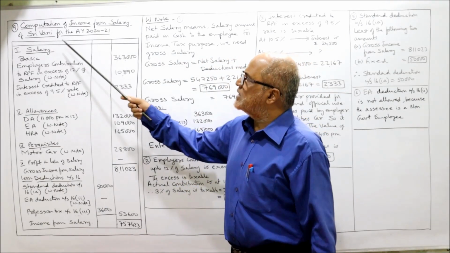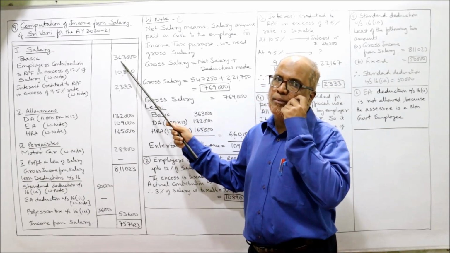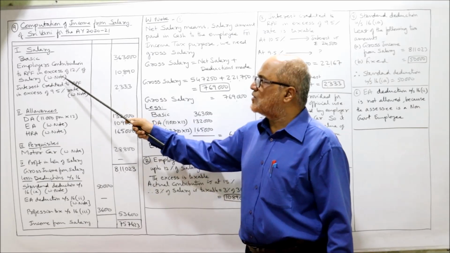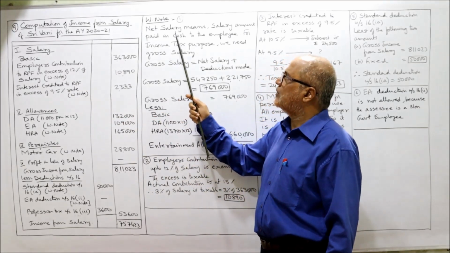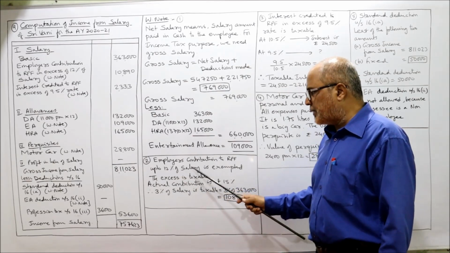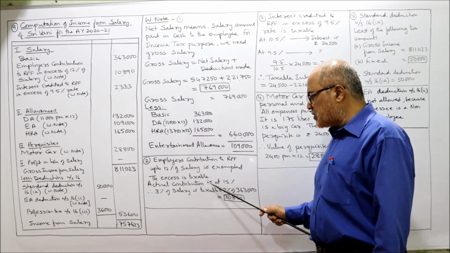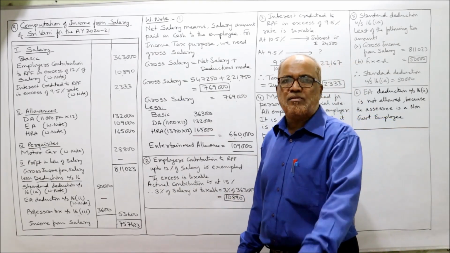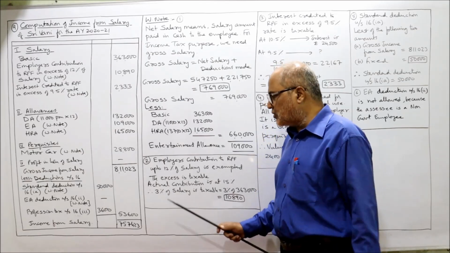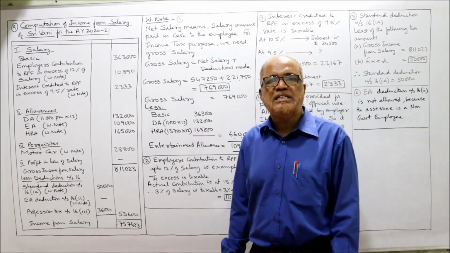Computation of income from salary of Sri Vani for the assessment year. Basic pay 3,63,000 given in the problem. Employer's contribution to RPF in excess of 12% of salary. In the working note, I will write it down. Employer's contribution to RPF up to 12% of salary is exempted. The excess is taxable. The actual contribution is at 15%. In the problem, it is given he contributes 15%. So how much excess? 3%. So 3% of 3,63,000, 10,890 is taxable.